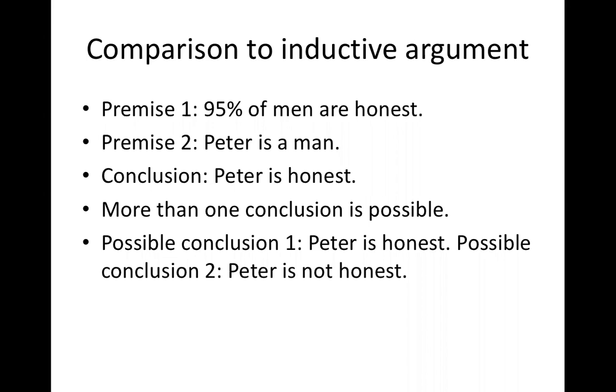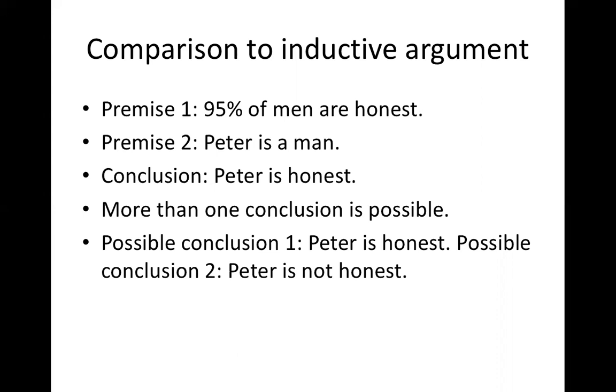Now, in premise one, you have men and honest. You have two terms in premise one, men and honest. In premise two, you have Peter, which is a third term. You have man, which is a repetition of premise one. So you eliminate men, and then you are left with honest and Peter. So you use Peter and honest to form the conclusion, and Peter has to be the subject. So the conclusion says Peter is honest.